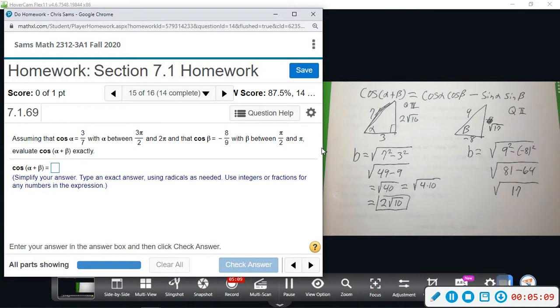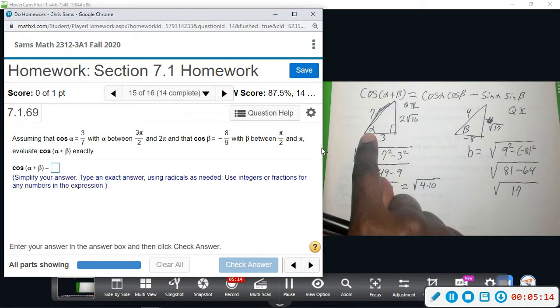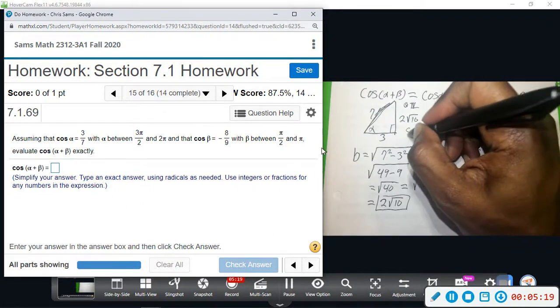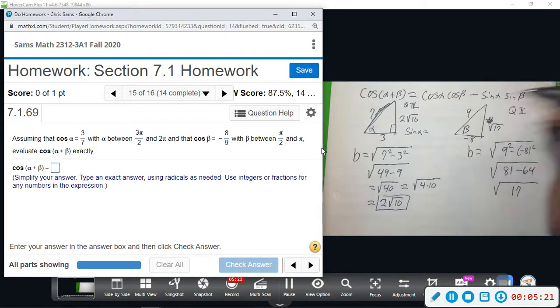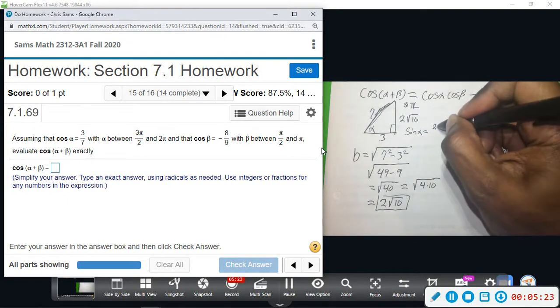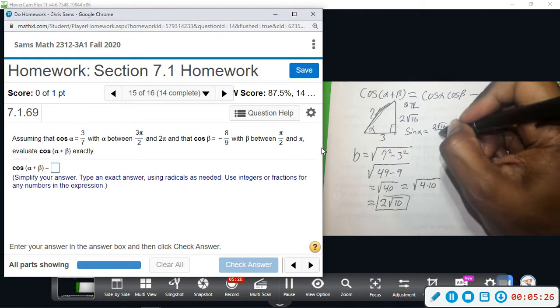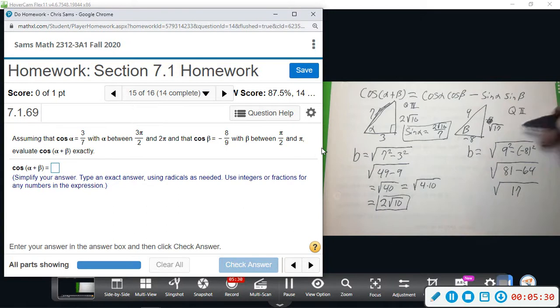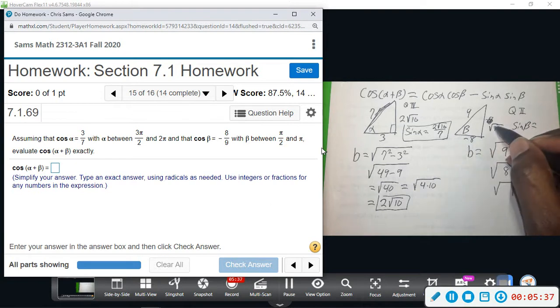Alright. From there, we can figure out sine of alpha. Sine of alpha will be opposite over hypotenuse, so sine alpha equals 2 square roots of 10 over 7. So we're going to be using that when we plug it into this formula. And then here we get sine of beta is going to be equal to opposite over hypotenuse, so square root of 17 over 9.